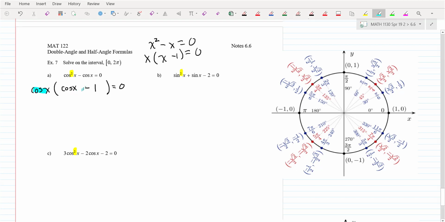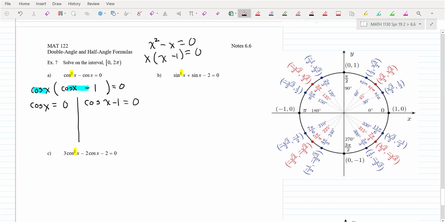Okay? And then from here, you do exactly the same kind of thing that you did back when you were solving quadratic equations. You set each factor to 0, and then each one of these will be interpreted on the unit circle anyway. So we're going to look at cosine x equals 0, look that up on the unit circle, and we're going to look at cosine x minus 1 equals 0 also, okay?